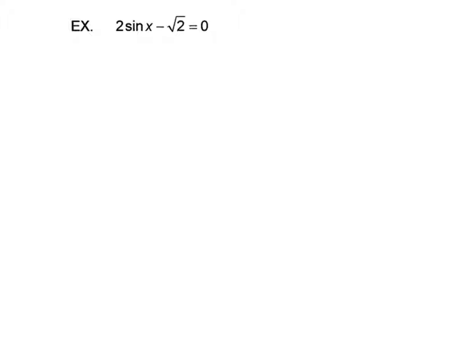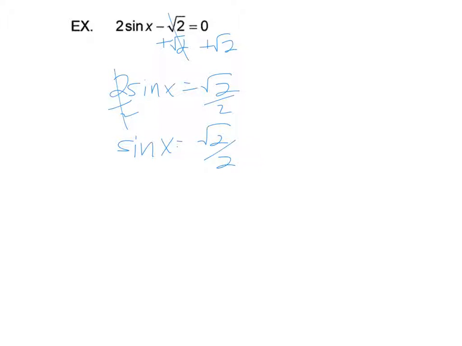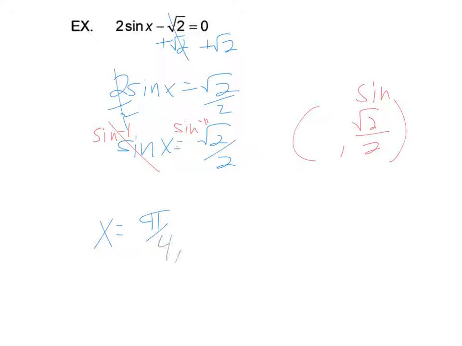2 sine x minus the square root of 2 equals 0. So let's add square root of 2. 2 sine x equals square root of 2, and divide by 2. So sine x equals square root of 2 over 2. Now I want x by itself, so we do inverse sine on both sides. And so now we're looking to see where on the circle that sine equals positive square root of 2 over 2. That happens at pi over 4 and at 3 pi over 4.